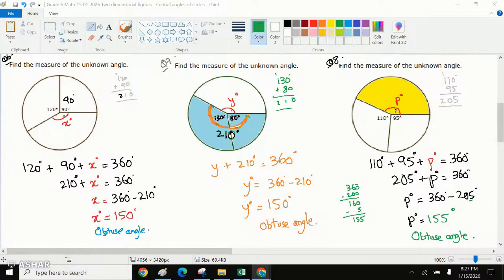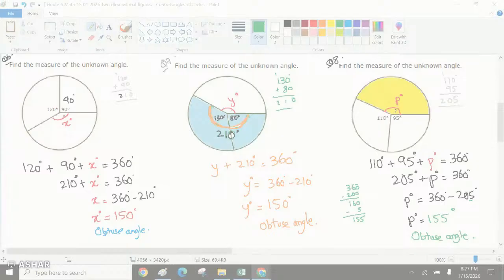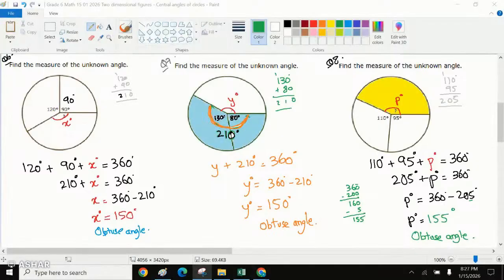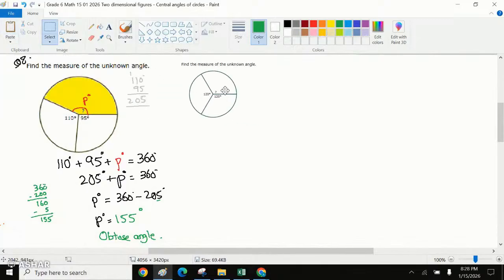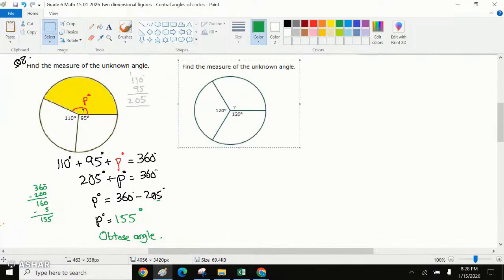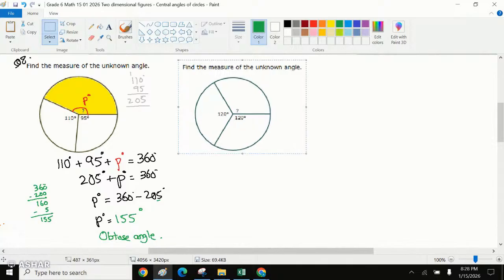The next question says, if the two given angles of the inner circle are of the same value, find the missing third angle. Question number 9. Can we say this angle is angle X? Yes, thank you. Currently, it's 155.